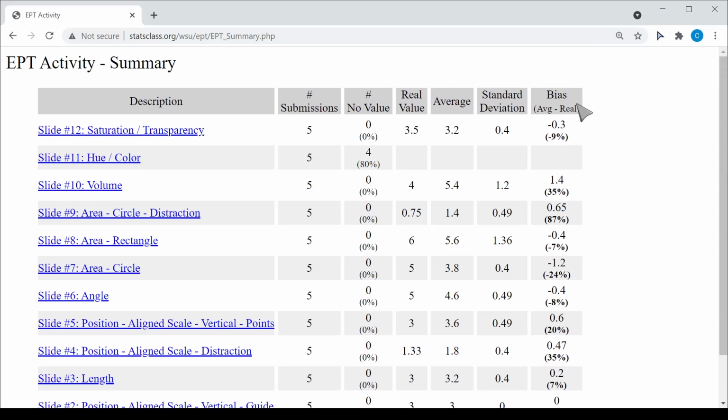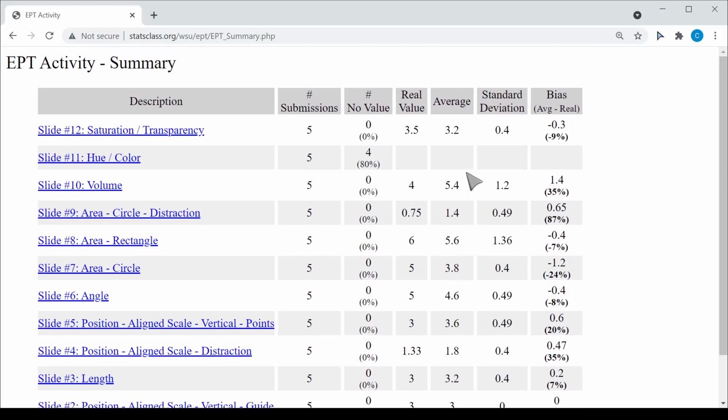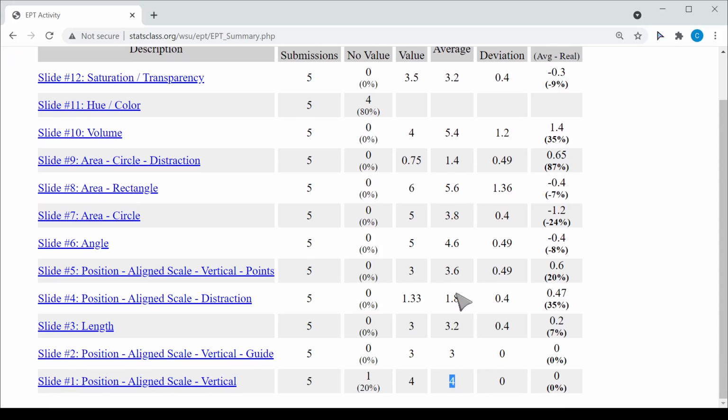I'll ask you to talk about the bias, and what the bias is: just how far off we are of target. So down here you can see that the real value is 4, and the average value from everybody that did this activity is 4 as well. So we're right on the mark here. Our bias is 0 for that situation.